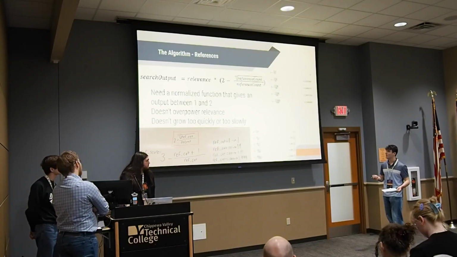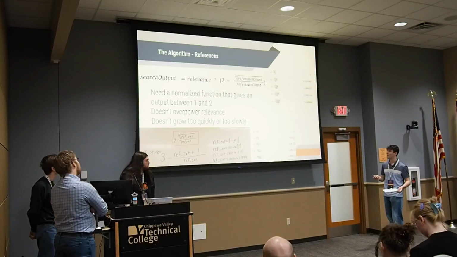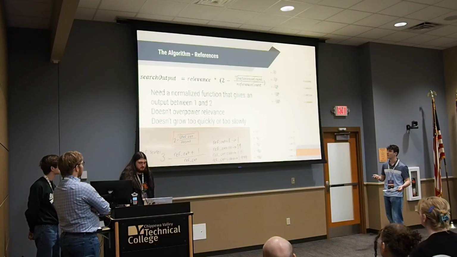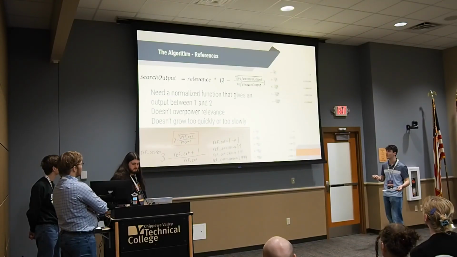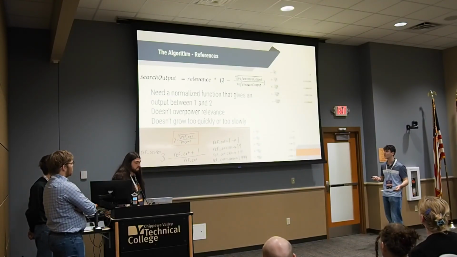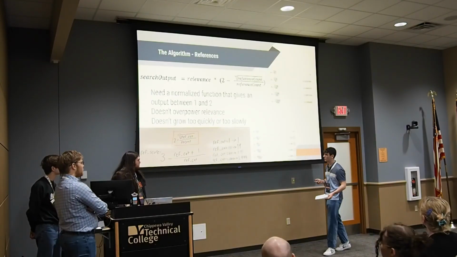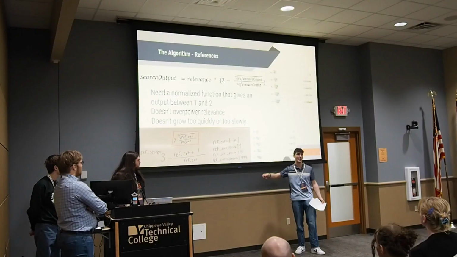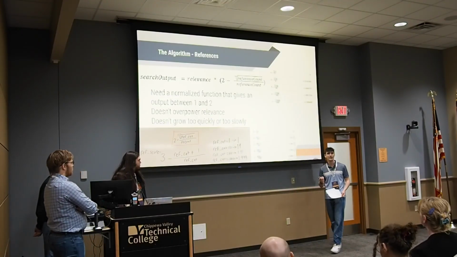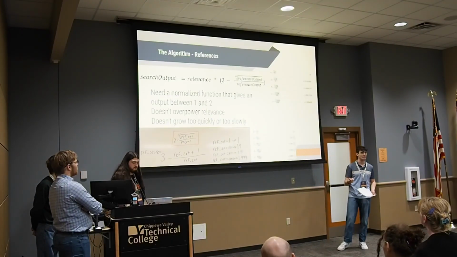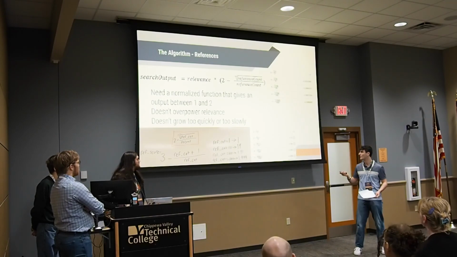However, you can see if it has one reference, then this old equation would output 1. But if it had 10 references, it almost maxes out, and it gets exponentially less important for the more references you have. So we need a function that doesn't scale as quickly as this one does.